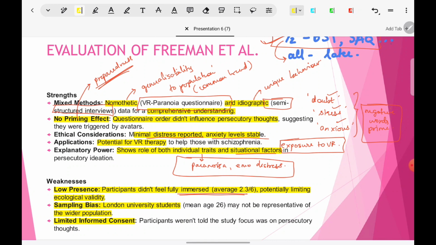in the sense that harm was not caused. But when it comes to informed consent, there we see participants were only told about partial purpose of the study, that it is some VR study. They were not informed that their persecutory ideation will be measured and it will be correlated with their emotional distress and paranoia. So we can say partial consent was taken, not full informed consent. And that is an ethical weakness of the study.